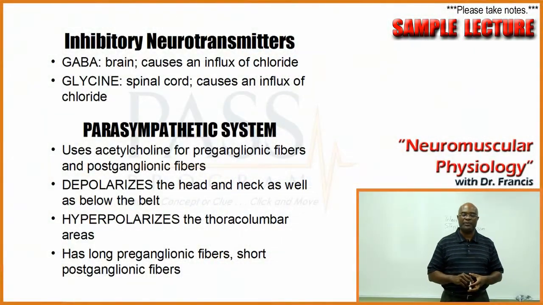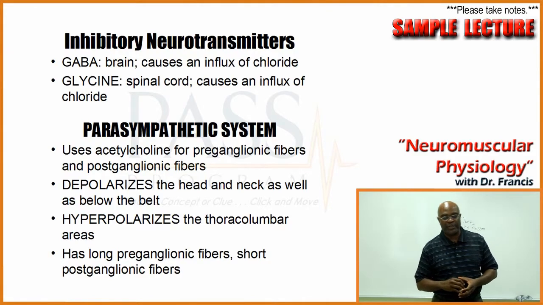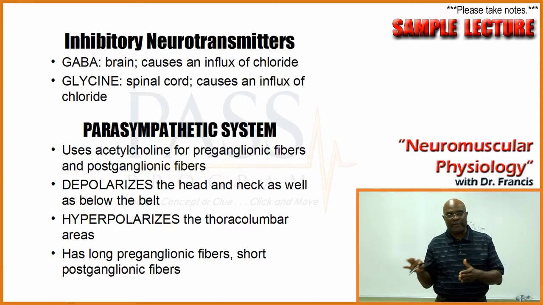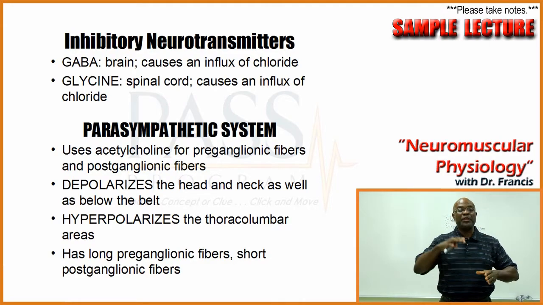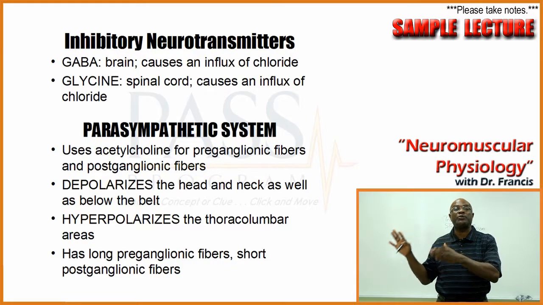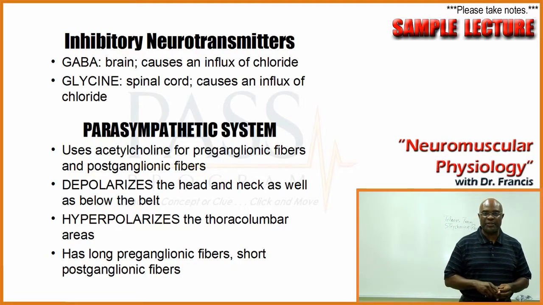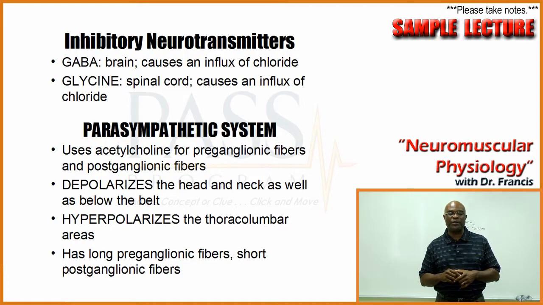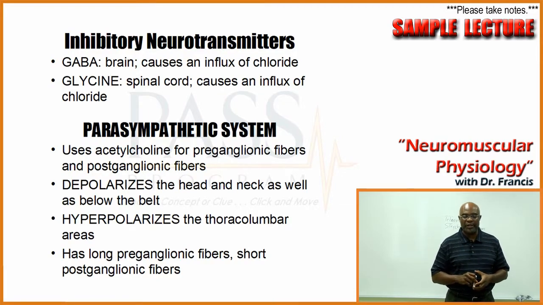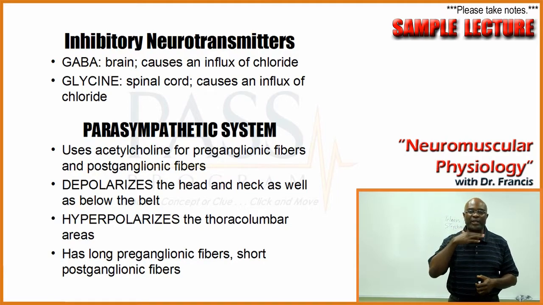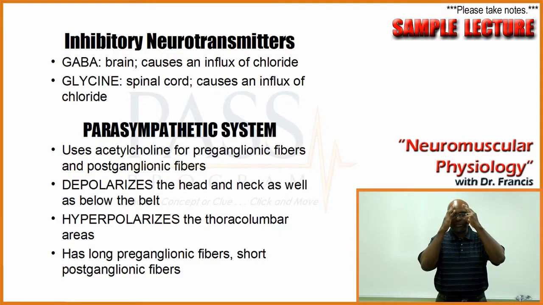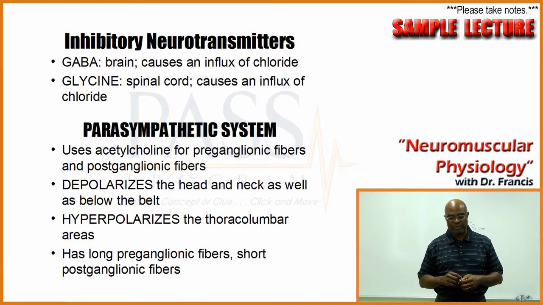Now, let's just focus on the parasympathetic system. The parasympathetic system uses acetylcholine for preganglionic and postganglionic fibers. Now remember, all preganglionic fibers use acetylcholine, so it's really the postganglionic fibers that determine the ultimate action. So in the parasympathetic system, it's always acetylcholine, pre- and postganglionic. And that's why whenever they use the term cholinergic, they're talking about the parasympathetic system. As we said earlier, the parasympathetic system depolarizes the head and neck, as well as the sacral area, and then hyperpolarizes the thoracolumbar area. So parasympathetic controls over 90% of the pathways in your brain.